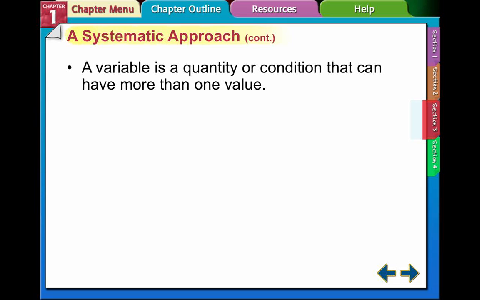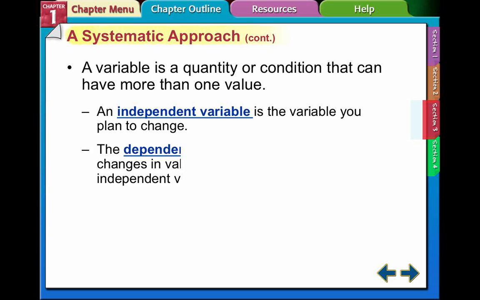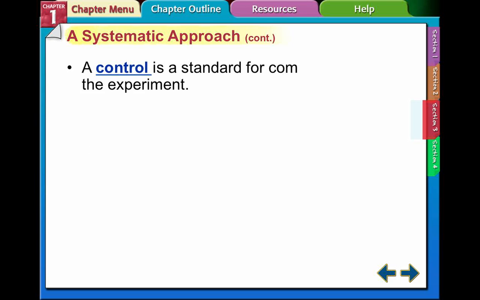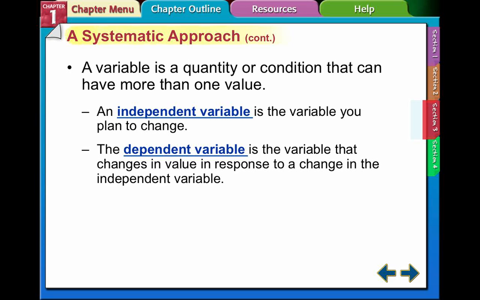A variable is a quantity or condition that can have one or more value. And remember, we have different variables that we talk about. Okay, you have an independent variable, that's the one you change. The dependent variable is the one you measure. Okay, it is the variable that changes in value in response to the change in the independent variable.